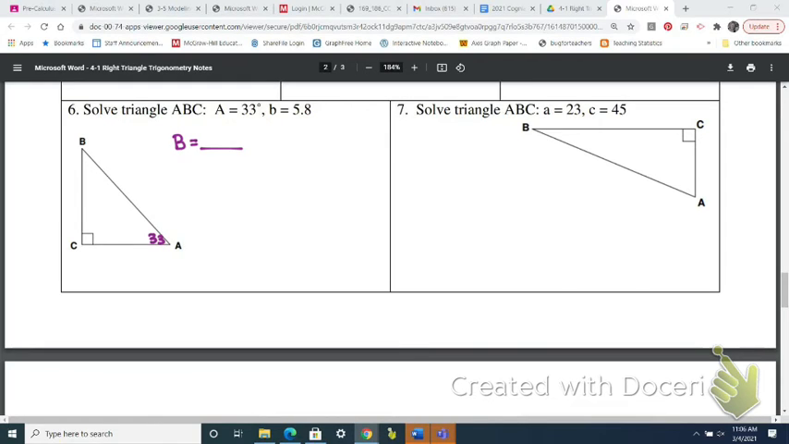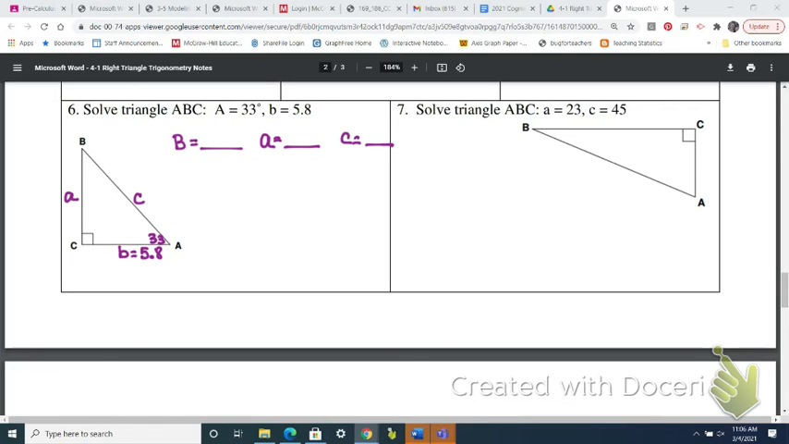And then I label my sides. Sides are labeled across from the capital letters, so this is side A, this is side B, side C. And I know side B is 5.8. So the two sides I am missing are A and C. You will always be asked when solving a triangle to find 3 missing parts. So first, let's start with angle B. It's the easiest one to do.